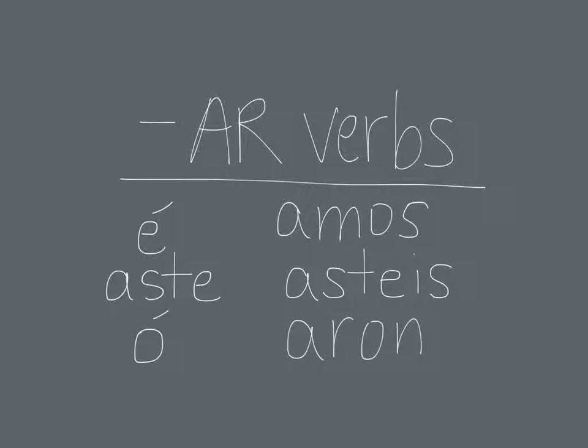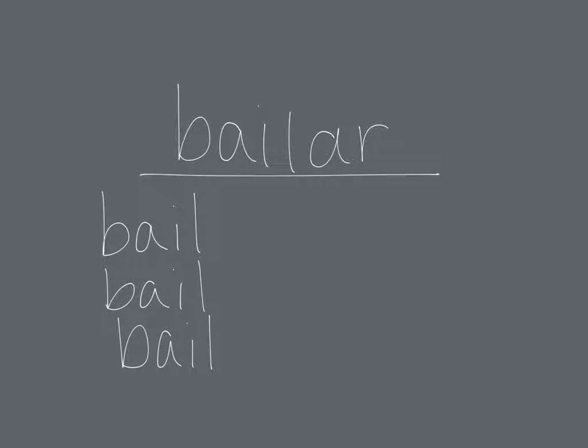So you use these just like you would any other verb conjugation. We take our verb stem by dropping our ending, in this case bailar, to dance, and then we add our ending. So for the yo form, bailé, tú bailaste, él bailó, etc.